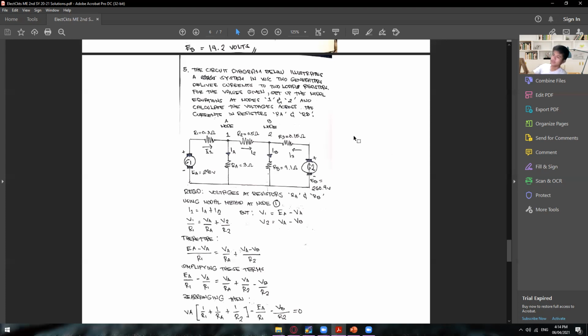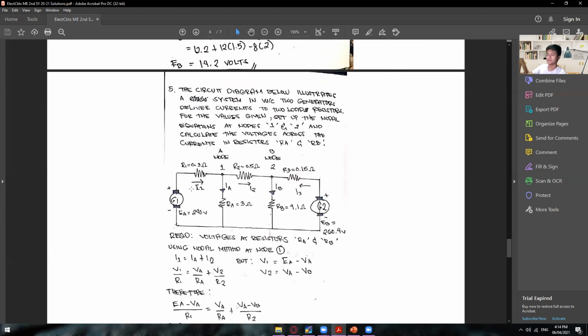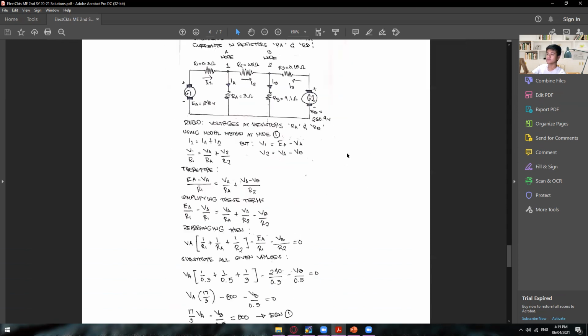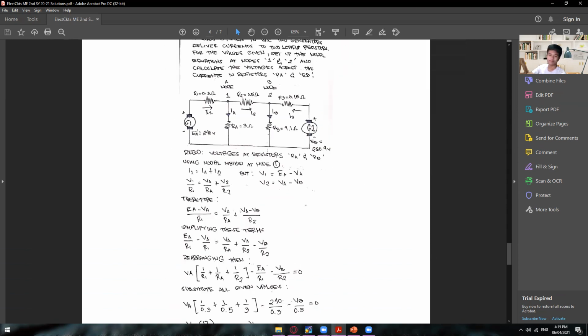All right. So let us now finish number 5. I hope that you guys are already there. So in here, with the use of the nodal method, let's find the voltage across RA and RB. Again, just apply KCL on those nodes. So we have node A and node B, or node 1 and node 2, either of those two.